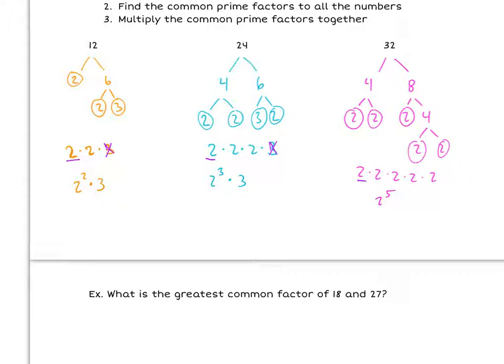So we got a 2. Are there any other 2s that are the same? Like this one has a second 2, right? And so does this one, and so does this one. So not 3s, and not the third 2, because the first one only has two 2s.